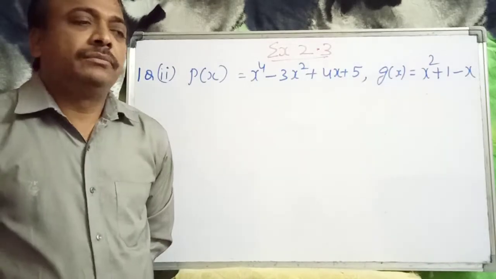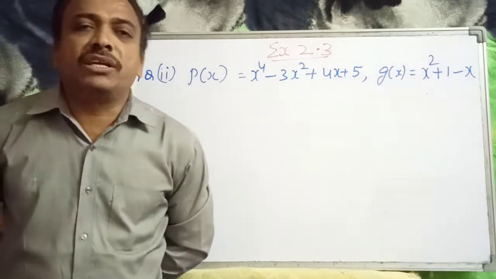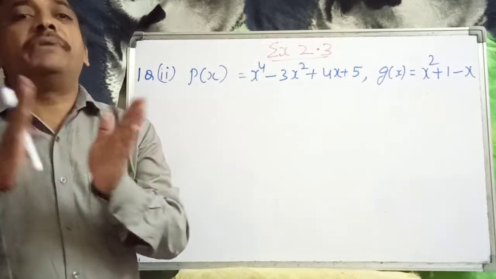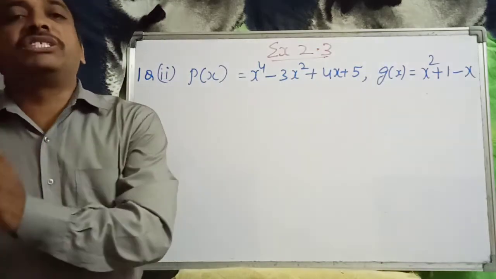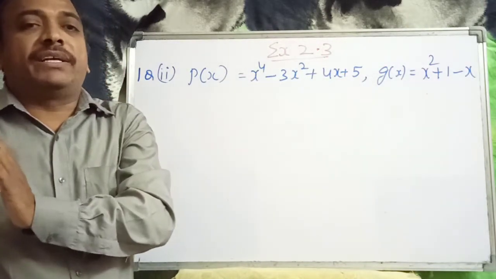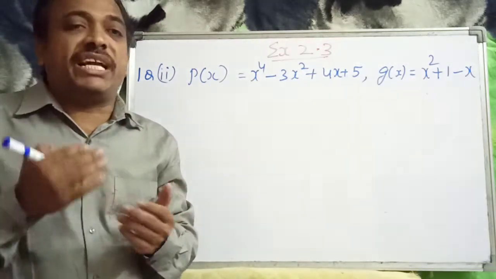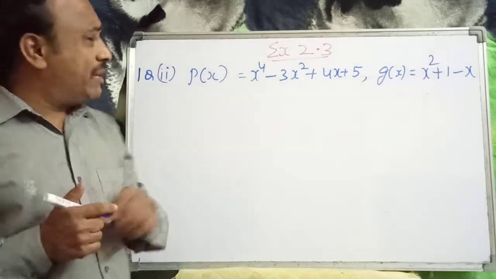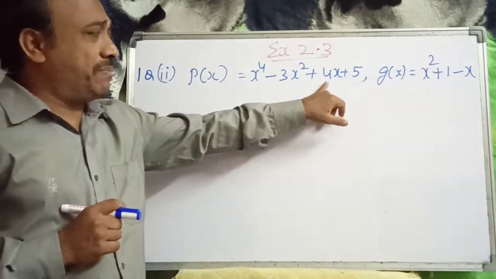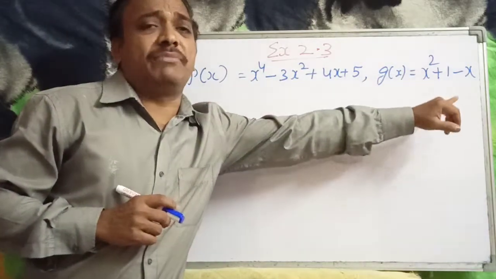Now we see one example from exercise 2.3, question number 1. Divide polynomial p of x by polynomial g of x. We are dividing the polynomial p of x by the polynomial g of x and we have to find the quotient and remainder. Here p of x is x to the power 4 minus 3x square plus 4x plus 5 and g of x is x square plus 1 minus x.